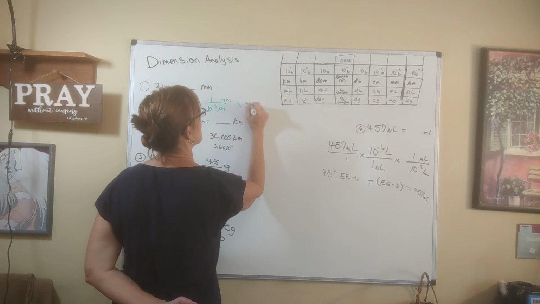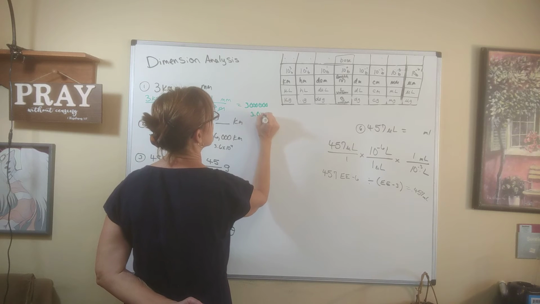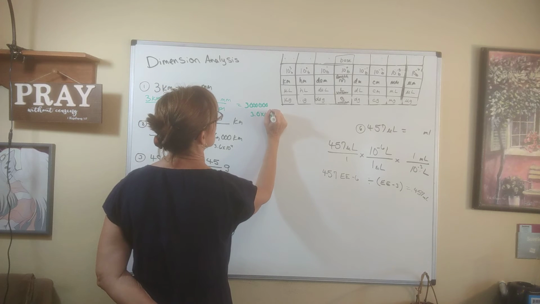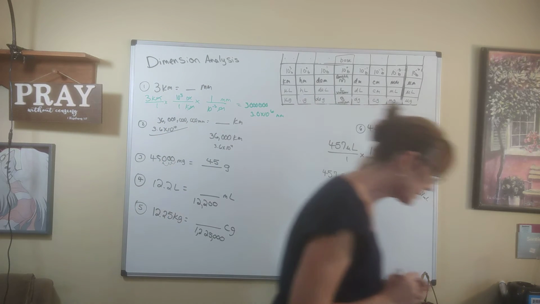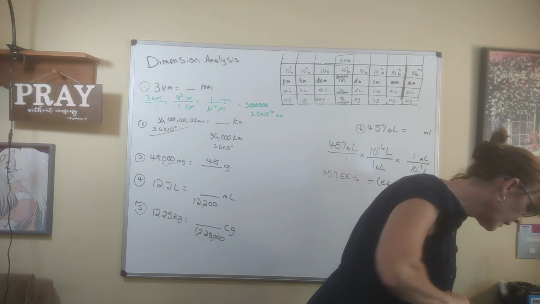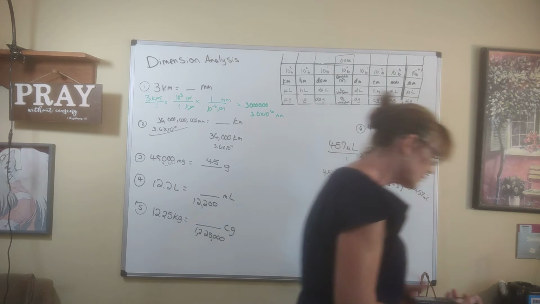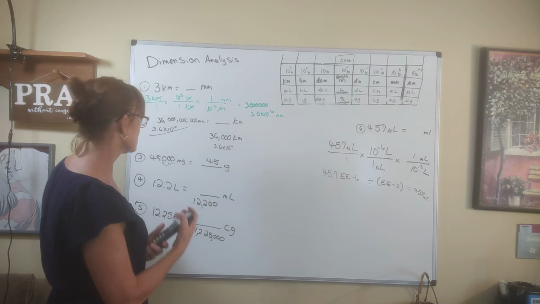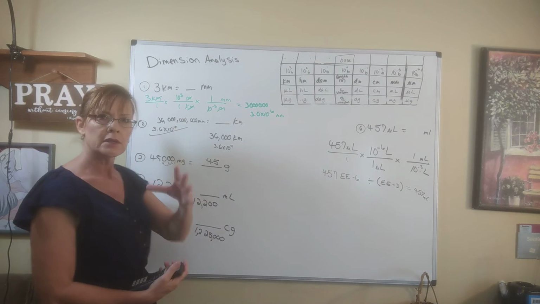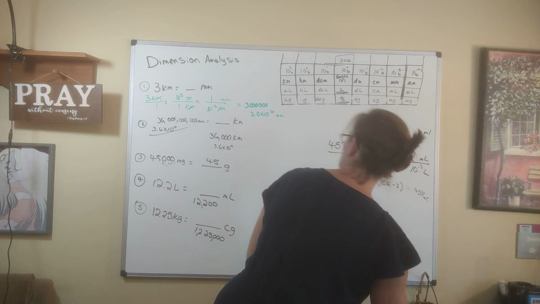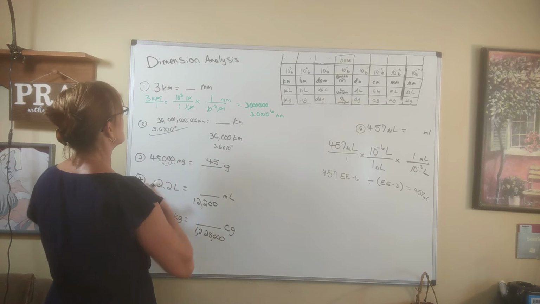And that gives me this big number, 3,000,000, or 3.0 times 10 to the 6th, and this is millimeters. And hopefully that's the same answer we got before, and it is, so that's a good thing. So let's go ahead and do the next one. I'm going to do maybe a couple more, but you get the gist of it. So let's do this one.